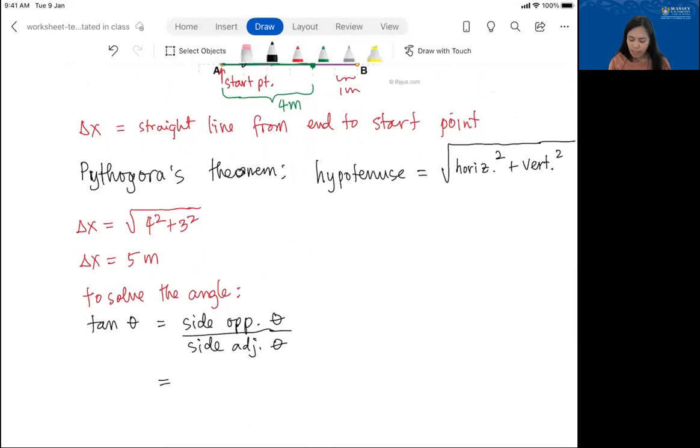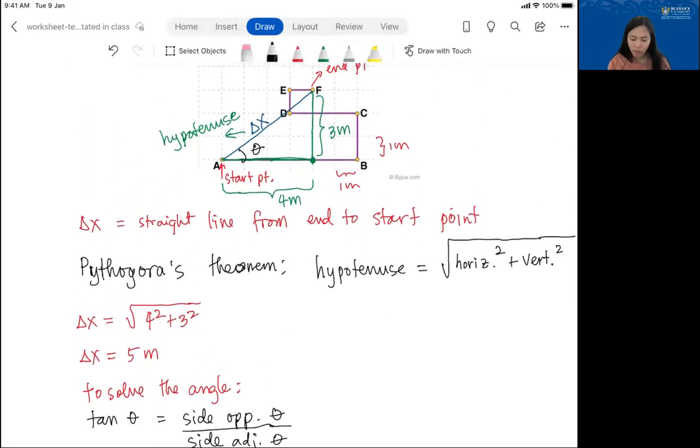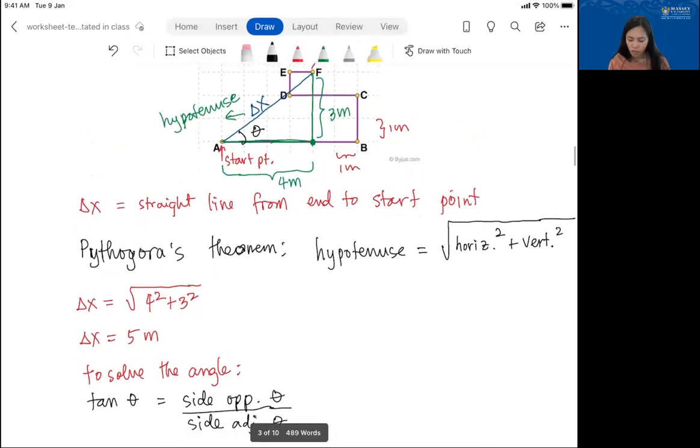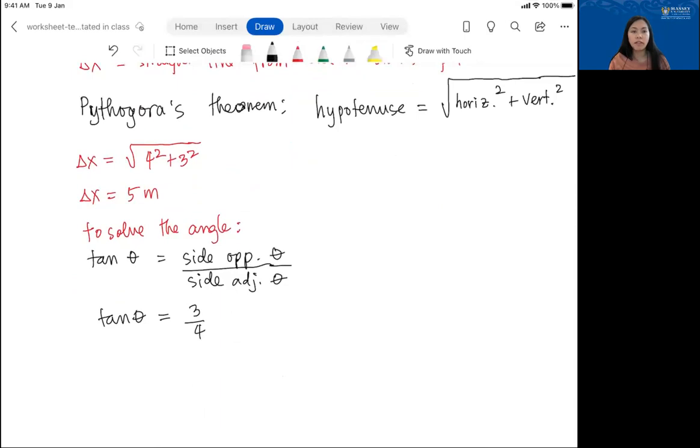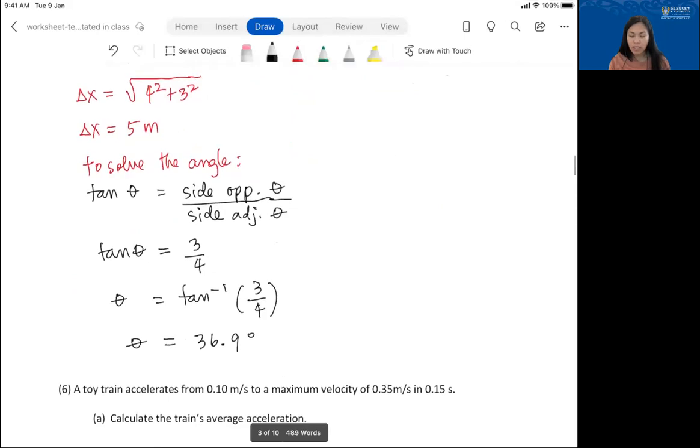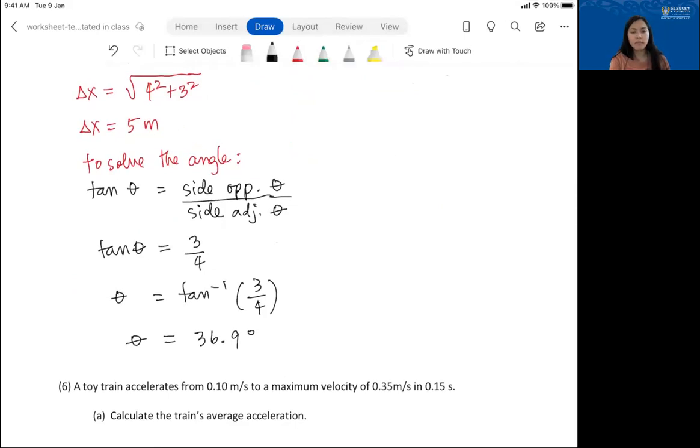Okay. So the side opposite the angle, that's 3 meters, and the side adjacent to the angle is 4 meters. So that will be 3 divided by 4 for the tangent theta. You want theta, so you have to remove the tangent by doing an inverse tangent of 3 divided by 4, which should give you an angle of 36.9 degrees. All right.